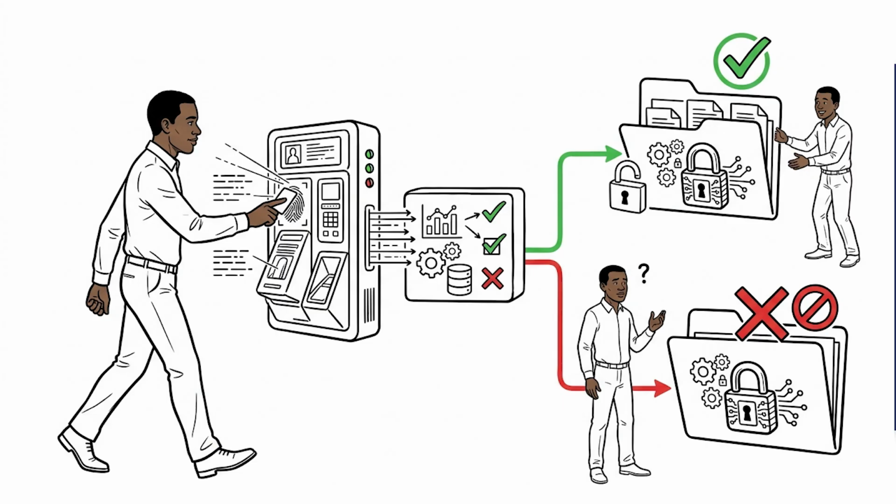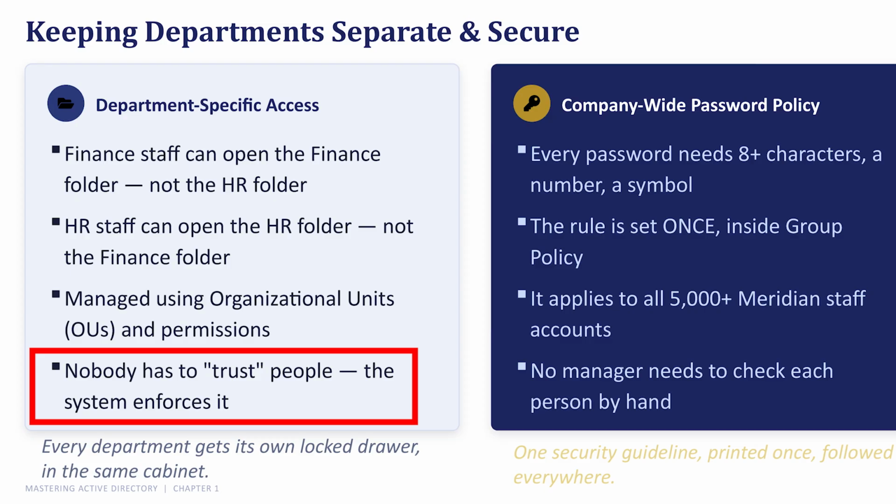Okay. So nobody has to trust people to behave. The system enforces it. That is the key security concept here. You don't want security to depend entirely on please don't open that folder. No. You want the system to technically prevent unauthorized access.